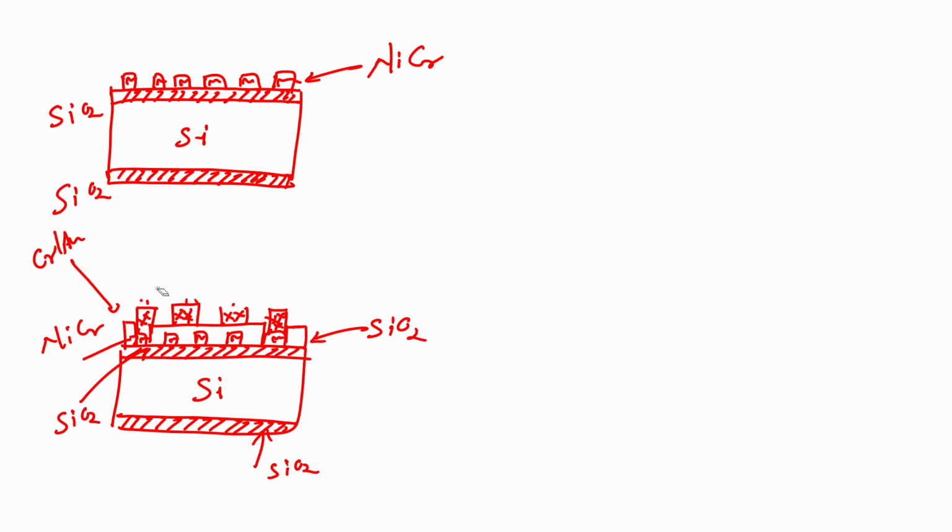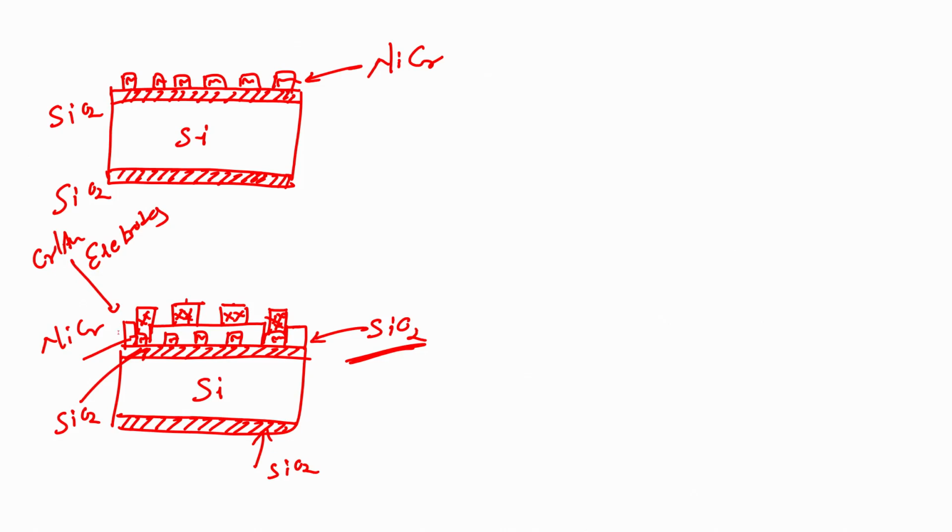If I strip off my photoresist, what will I have? I will have chrome gold electrodes over the nichrome heater, and in between there is an insulating material which is SiO2. What is the next step?